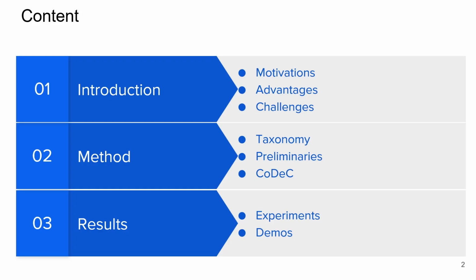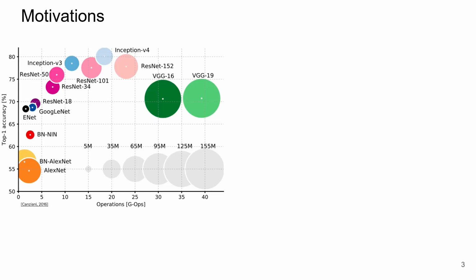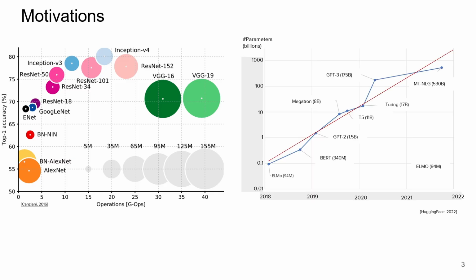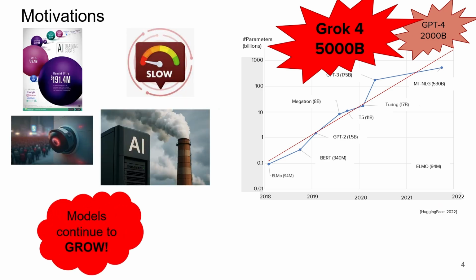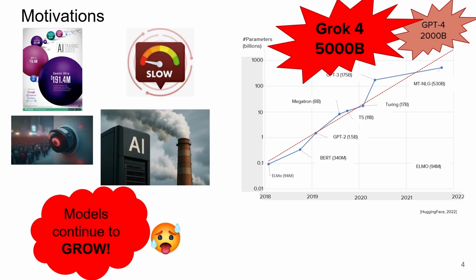Let's start with context. In recent years, deep neural networks have grown in both parameters and computational demands. In 2016, the largest model had fewer than 200 million parameters, but today, models can reach billions. For example, GPT-4 has around 2 trillion parameters, and more recently, Grok 4 scales even to 5 trillion parameters. As these models grow, they become costly and complex, leading to problems such as slow inference speed, expensive training, privacy concerns, and environmental impacts. Model compression offers a solution.